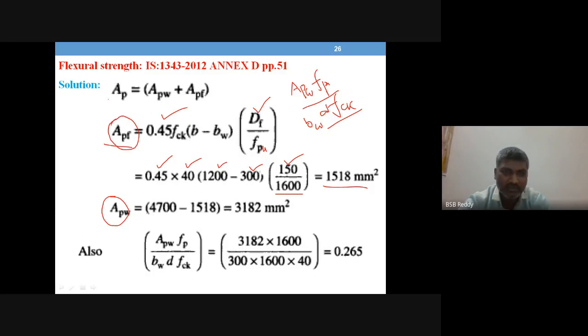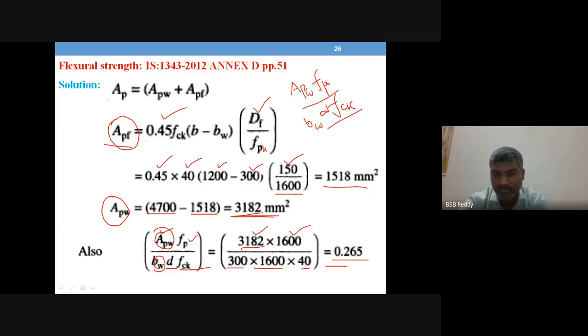Total area is 4700, minus, if you deduct the flange value, you get the steel for web. Okay, this is web steel. Now you substitute 3182 and FPU, characteristic tensile strength of steel, BW, instead of 4700, now 3182 you have to substitute. Depth is again 1600, effective depth, FCK 40, so that is coming around 0.265.